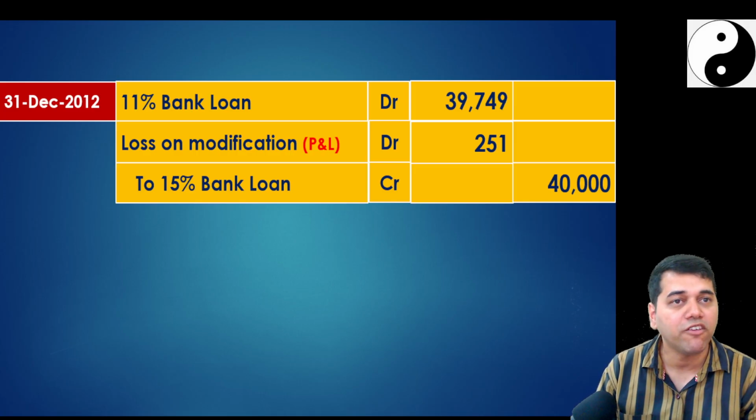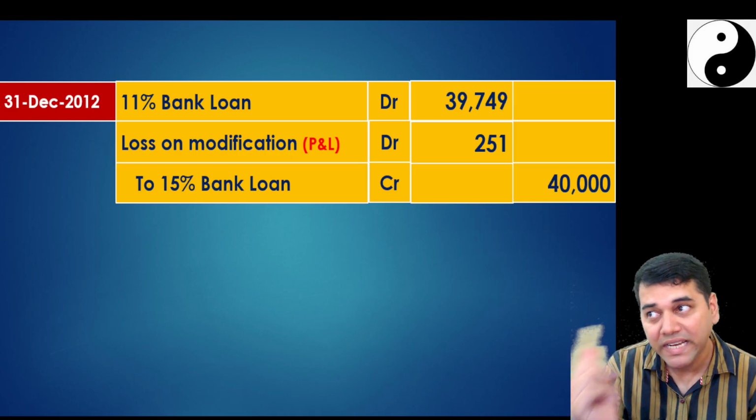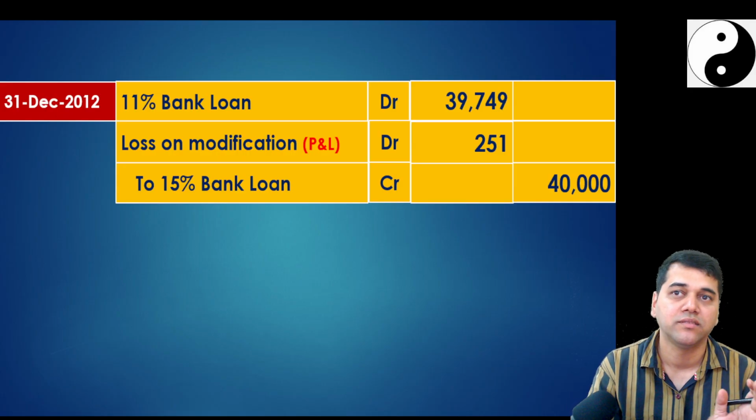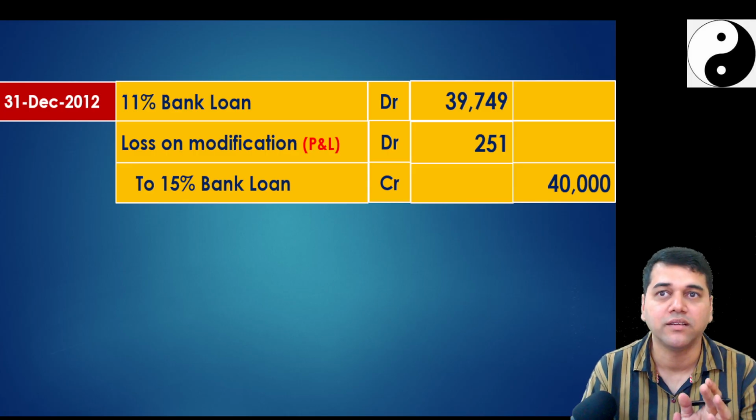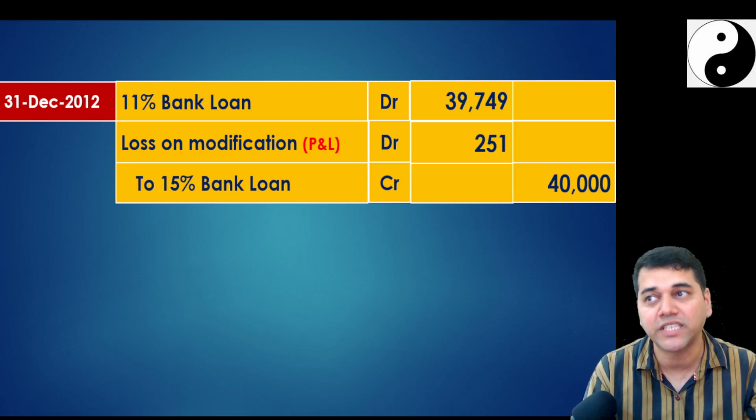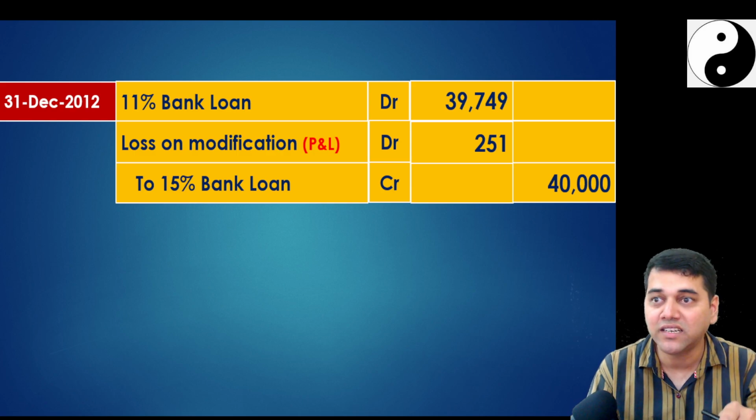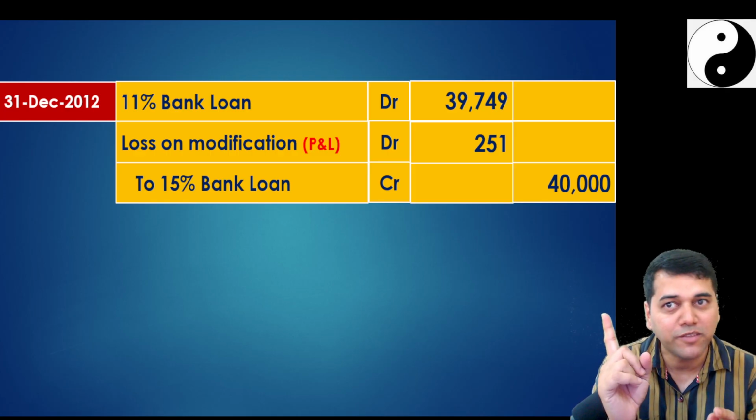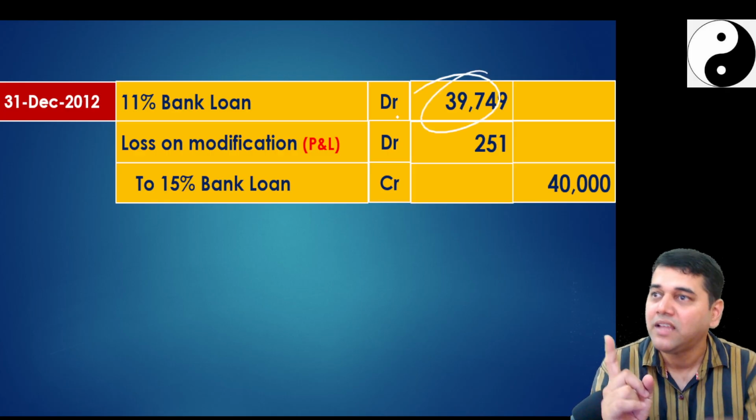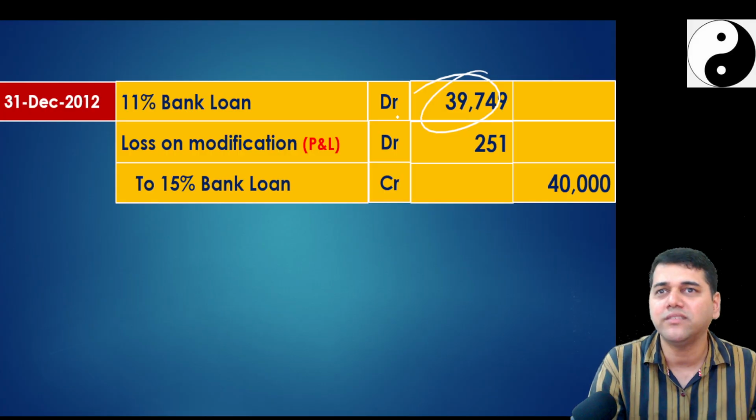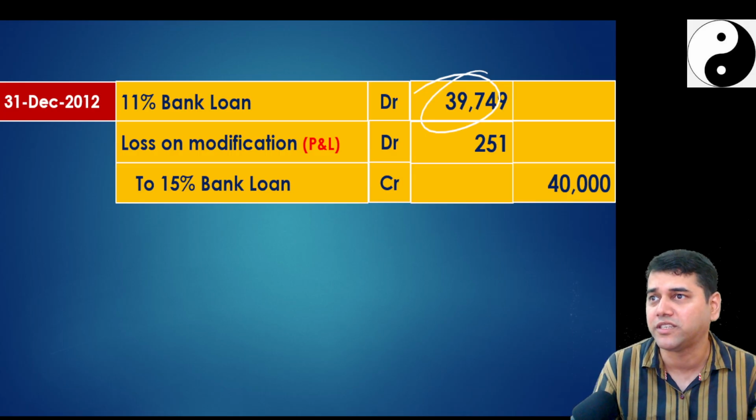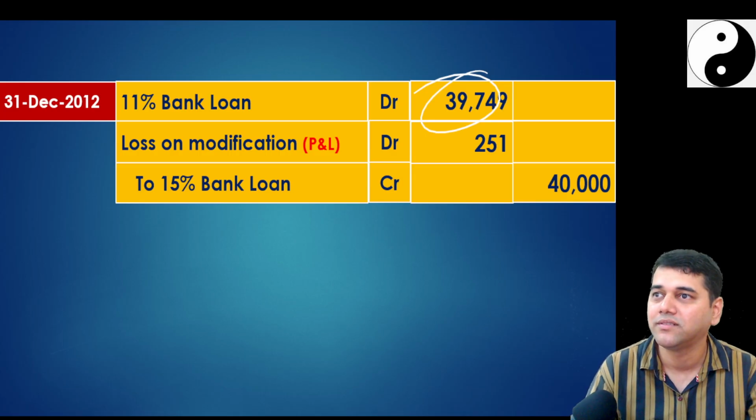This is when, on the day of modification, I paid one interest portion and then I modified it. After modification, I passed this entry. Why? Because it passed the substantial modification test. If it had failed, then I would not have passed any entry at all. For that previous balance of 39,749, I would have continued it, because it is not substantially modified and no transaction cost is incurred. I would have continued.